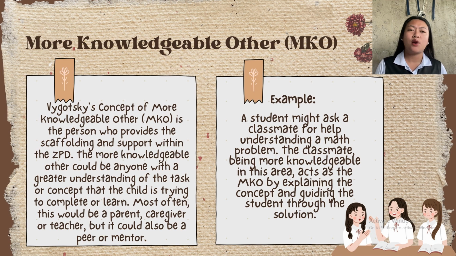So if you would ask, what is the difference between MKO and ZPD? The ZPD represents tasks beyond the learner's current abilities but attainable with the help and guidance of the more knowledgeable other, or MKO. The ZPD is the range of tasks a person cannot complete independently but can accomplish with support. Thus, proximal refers to skills the learner is close to mastering. So that's all for MKO.